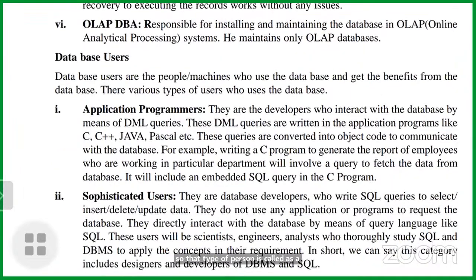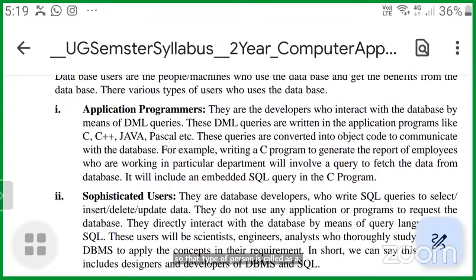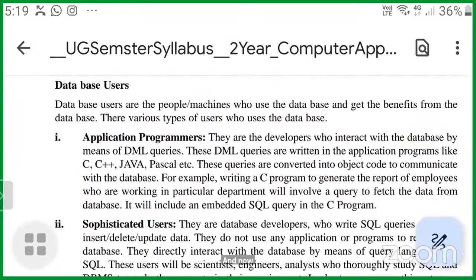And now again he has given database users. Who are the database users? Database users are people or machines. People interact with the machine only. Machine means phone, system, laptop. If these machines are not there, we can't communicate online, we can't communicate virtually. That's why he says people or machines who use the database and get the benefits from the database.